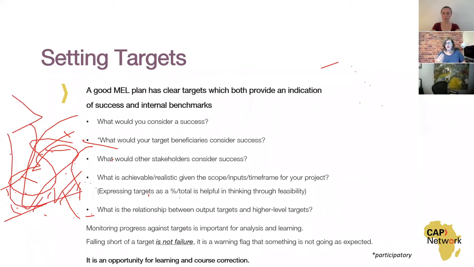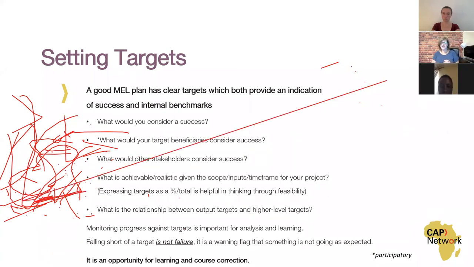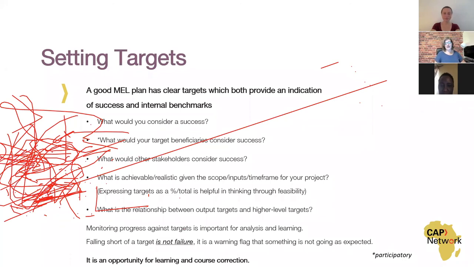Falling short of a target might mean that you've set the wrong target. It might mean you're looking at the wrong indicator, and it might mean that something needs to be improved. So something about the approach isn't working, and you need to make a change to the project in order to achieve your targets. It just means that something's not going as expected, and that is really important information to know. So you wouldn't want to continue on and finish a project and miss the opportunity of maximizing results and impact. So it's an opportunity for learning and for course correction.